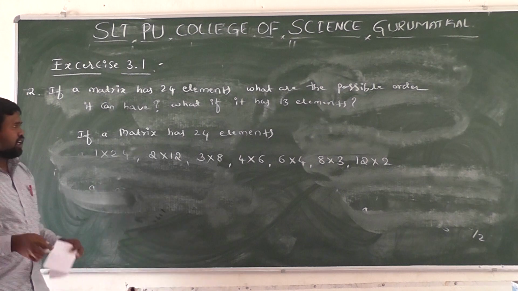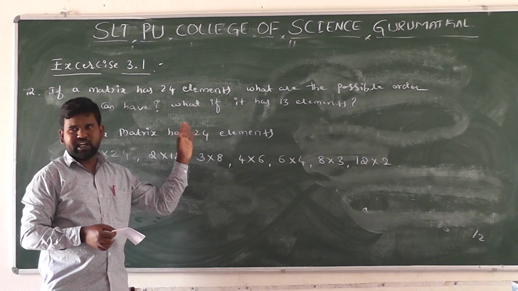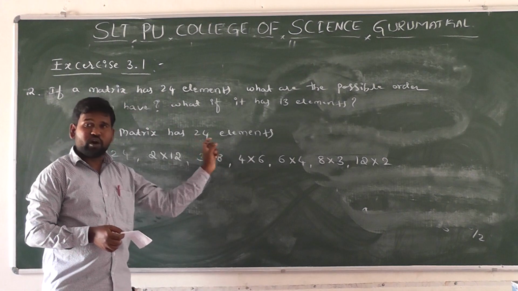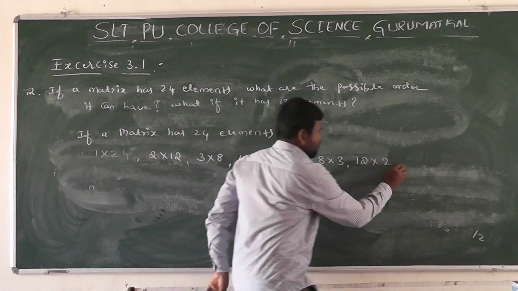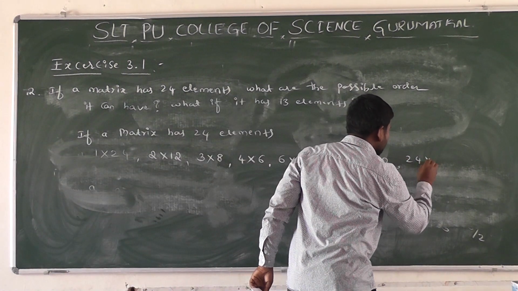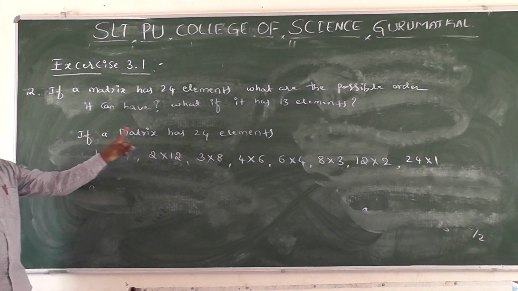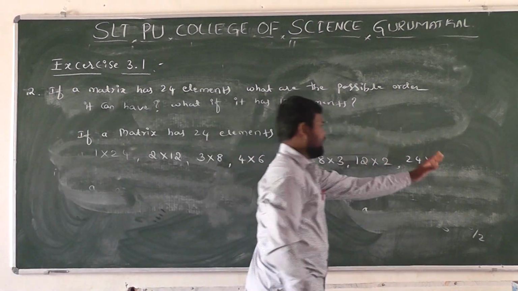Next, 13, 14, 15, 16, 17, 18, 19, 20, 21, 22, 23 are not possible. 24 is a multiple of 24. 24 times how much is 24 here? 24 times 1 is 24. These are the possible orders if a matrix has 24 elements, the entire list.